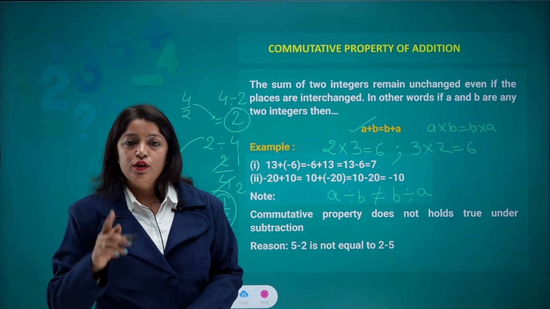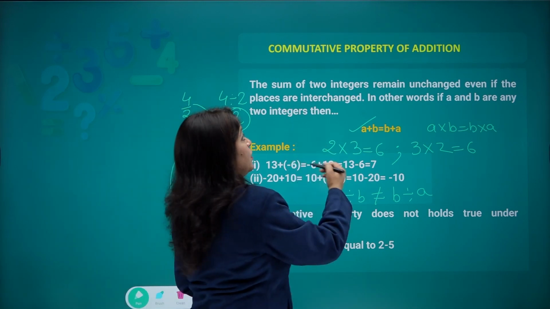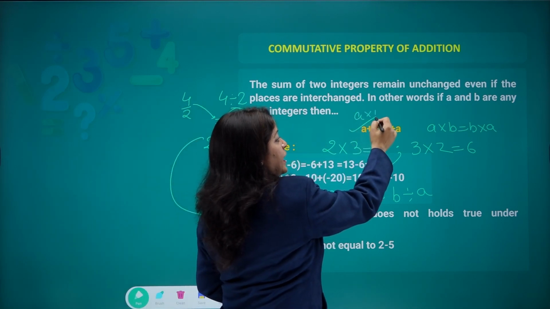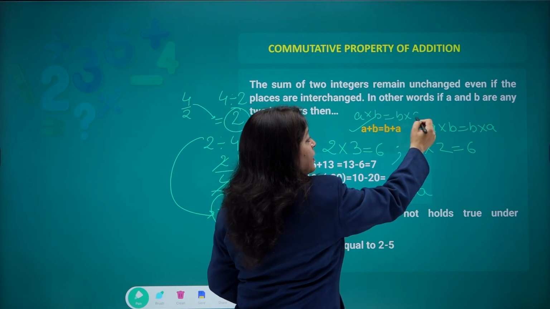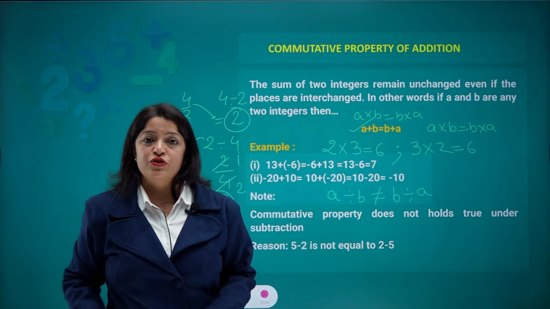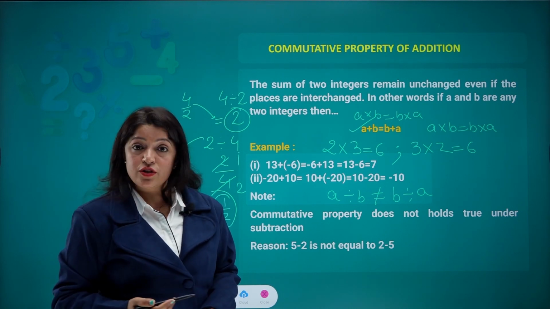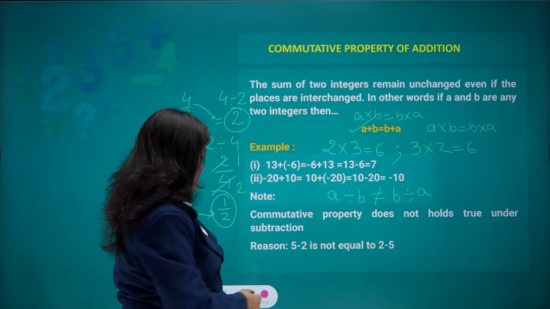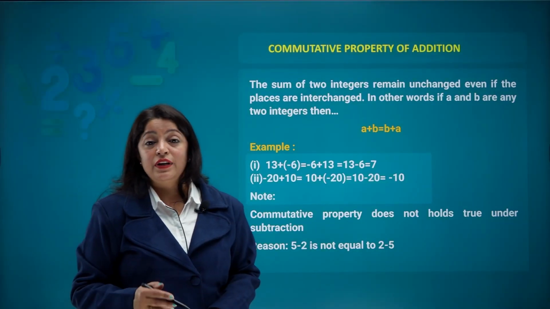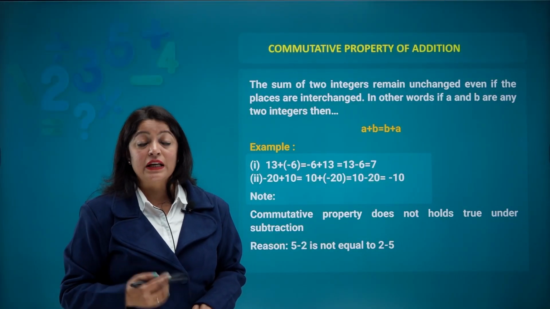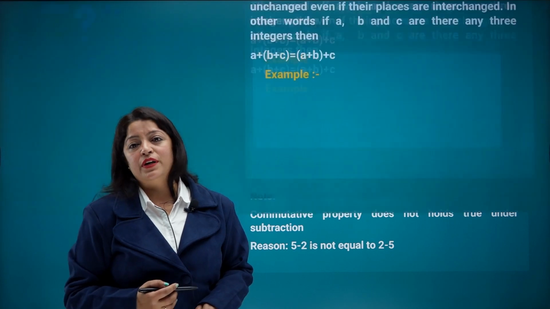Very important thing. So the two properties for which the commutative property holds: A times B is B times A. That means it holds true for addition and multiplication, but does not hold true for subtraction and division in this case. Now let us move to the new property, that is the associative property.